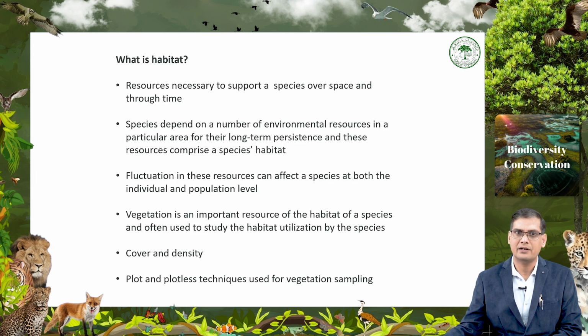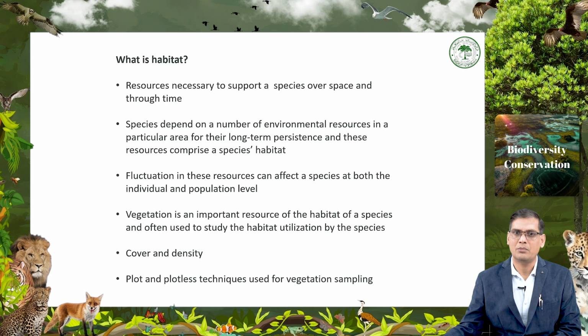We define habitat as the resources necessary to support a species over space and through time. Species depend on a number of environmental resources in a particular area for their long-term persistence, and these resources comprise a species habitat. Various resources play an important role in the quality of habitat, and any fluctuation in these resources can affect a species at both the individual and population level.